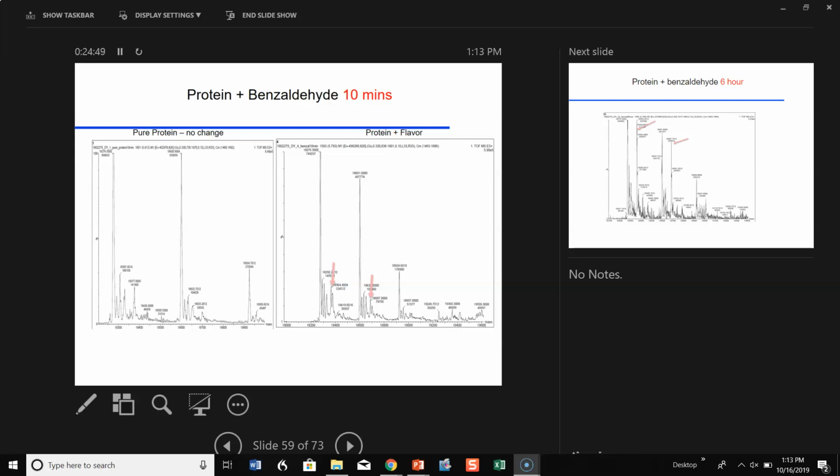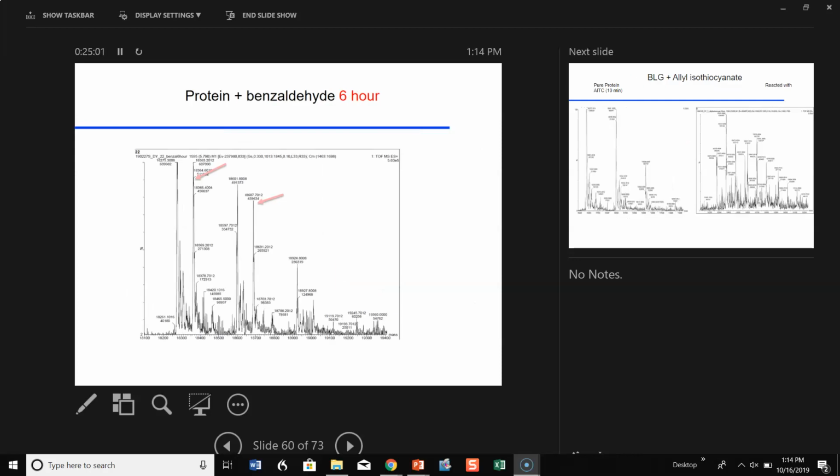It's called covalent bonds. That's in 10 minutes. After 10 minutes of reaction, we're starting to see benzaldehyde disappear, covalently bonded to the protein. Here's the benzaldehyde after 6 hours. Our initial non-reactive protein is getting small, and the peaks where we have benzaldehyde are predominating. So we're basically showing that, in fact, benzaldehyde adds to protein. So where does it go?